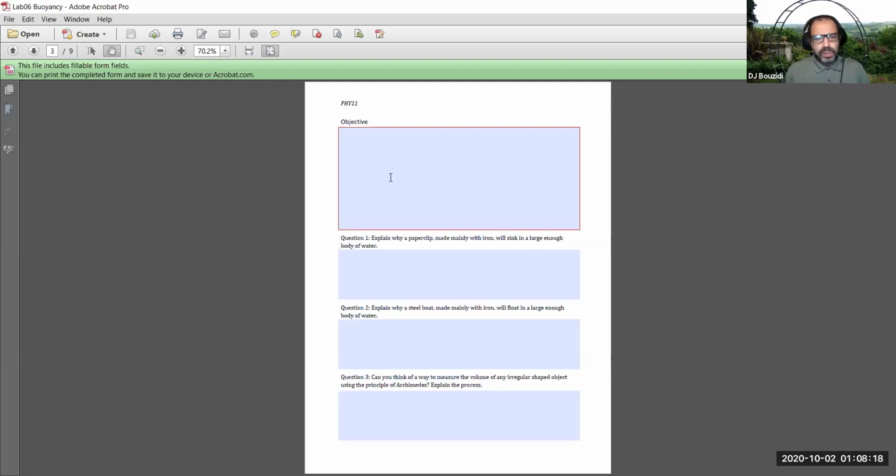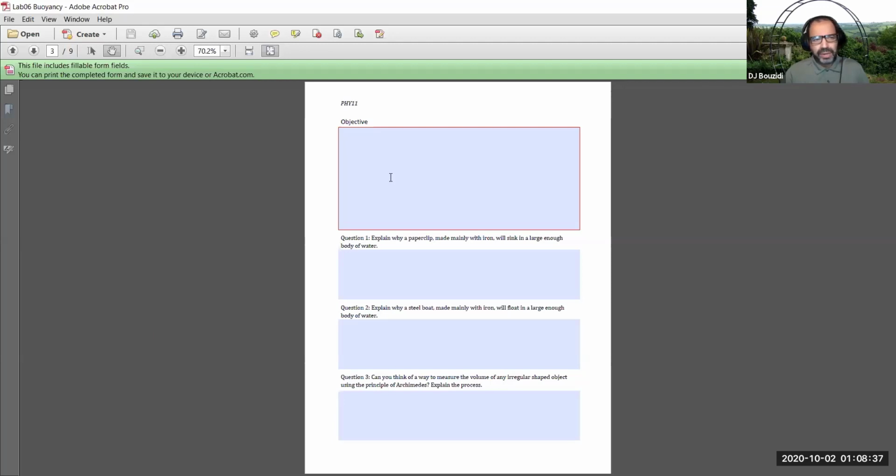Now, in the same token, you have a boat which is much, much bigger than the paper clip in terms of mass, and it's made out of the same material, mainly steel, and it will float.